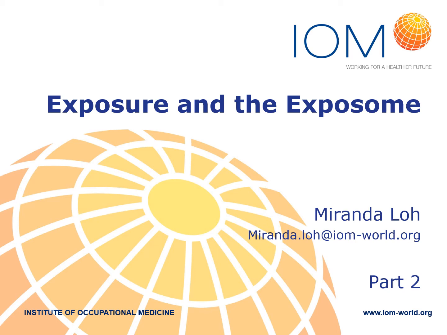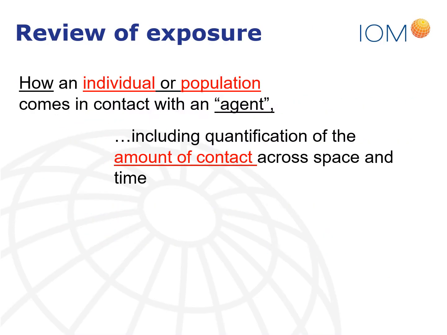This is the second part of the Exposure and Exposome lecture. In Part 1, we defined exposure as how an individual or population comes into contact with an agent. The agent was defined as a physical, chemical, or biological entity that can potentially affect health. Exposure assessment is meant to also include quantification of the amount of contact that occurs across time and space. This infers that exposure can be both spatially and temporally varying. It can also vary between people and between groups of people.